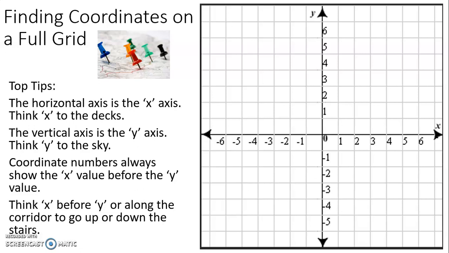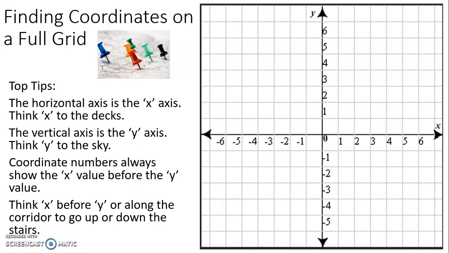Just a quick few top tips. The horizontal axis, the one that's in line with the horizon, lying down, is the x-axis. We can think x to the dex. The vertical axis, the one that goes up and down, straight up in the air to down to the lowest part, is the y-axis, and we can think y to the sky.